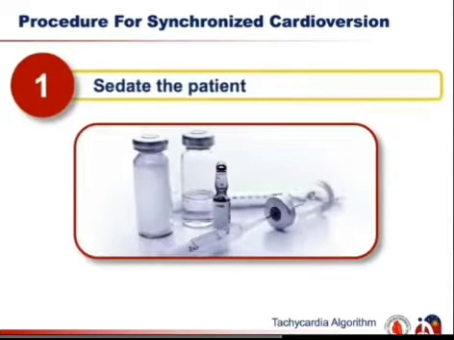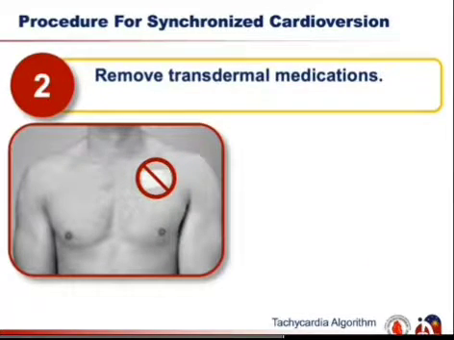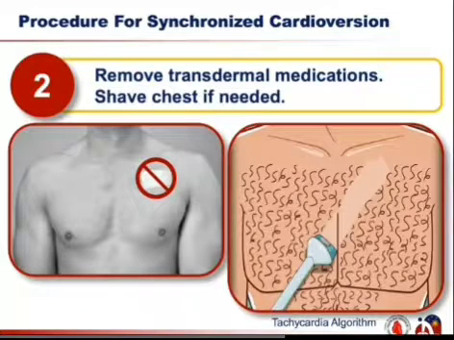Step 1. Sedate the patient. Step 2. Remove any transdermal medications on the chest. Shave the chest if possible to ensure adequate skin contact with paddles. Chest hair can increase transthoracic impedance, which affects success of cardioversion. This could be reduced up to 35% by shaving. It is recommended to shave prior to shock.